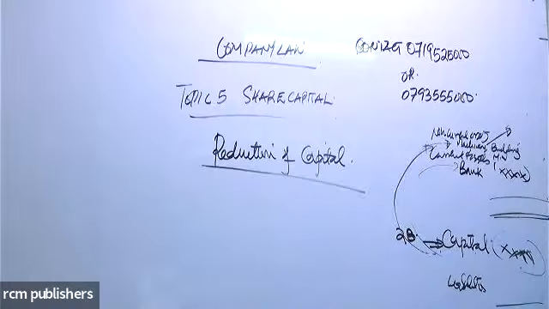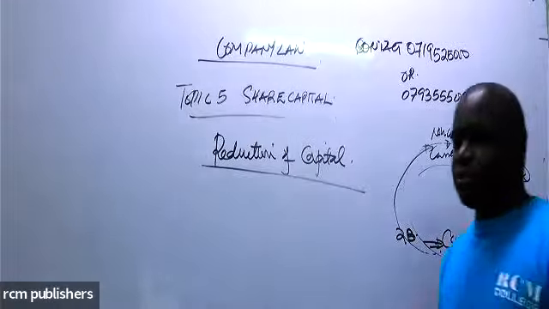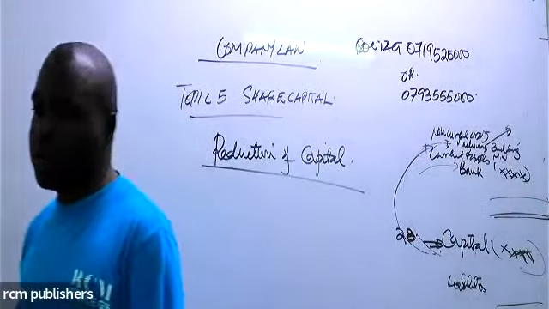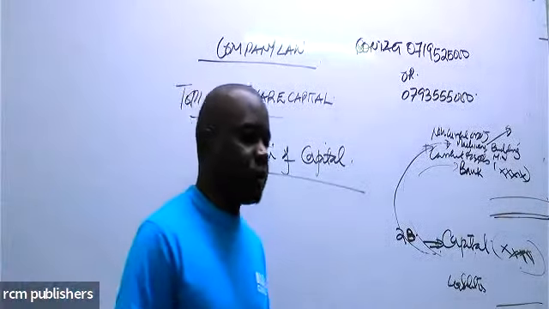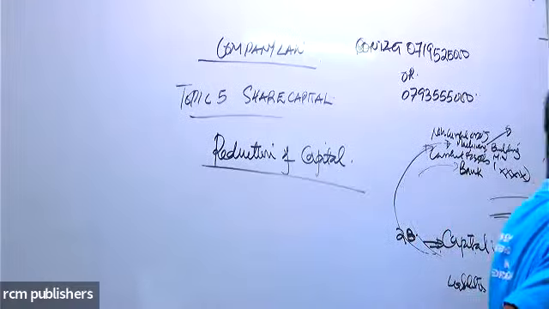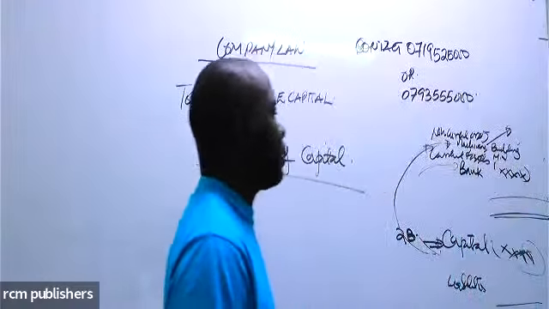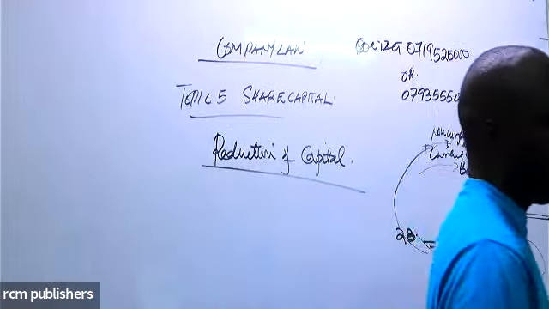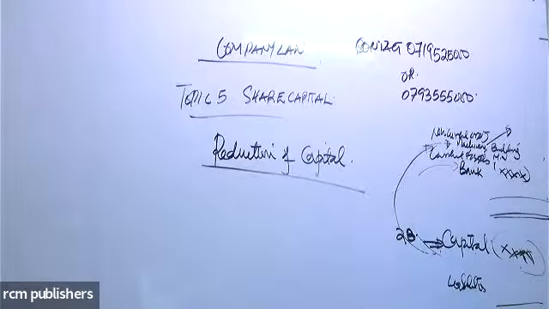At that meeting, they'll pass what we call a special resolution. That in this case, they are going to proceed and reduce the share capital of the company. With that resolution, they'll be able to petition, present before the court, that we've decided as a company that we'll reduce our capital.